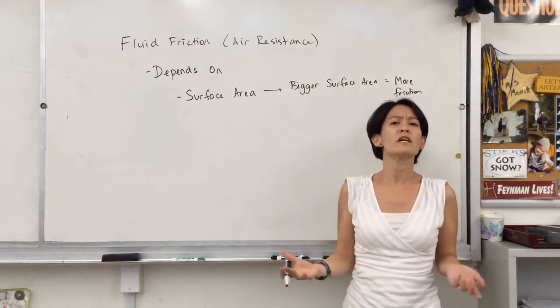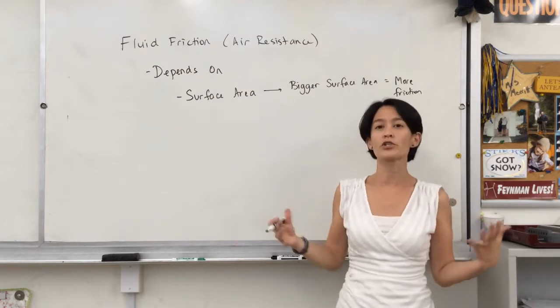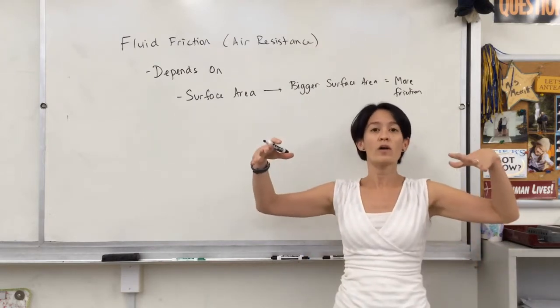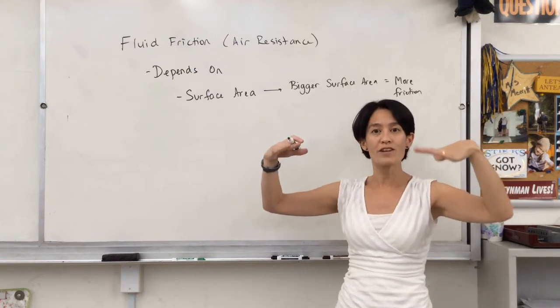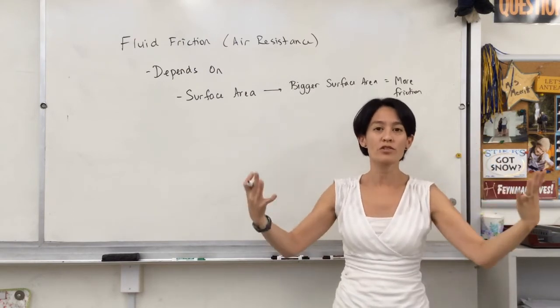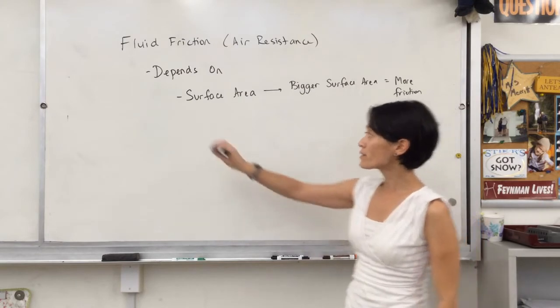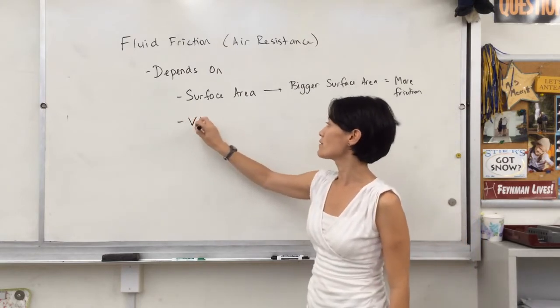This makes sense with the idea of the flying squirrel or a parachute. The moment it fans out, there are more molecules hitting the fluid, so there's going to be more resistance. The other thing it depends on is the velocity of the object.